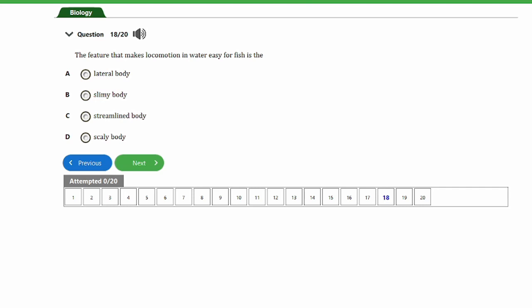It says, the feature that makes locomotion in water easy for fish is the A. Lateral body, B. Slimy body, C. Streamlined body, D. Scaly body. So guys, the answer to this question is option C here, and that's the streamlined body. The feature that makes locomotion easy in water for fishes is the streamlined body. That streamlined body actually helps to reduce resistance to motion through the water, so the fish can move freely in the water. So let's take note of that.